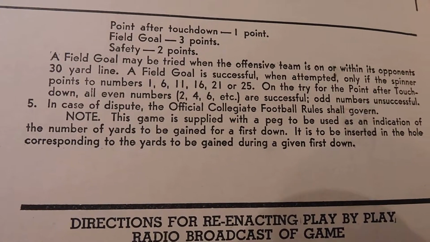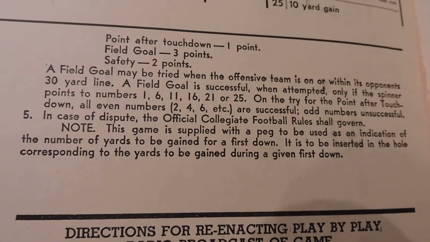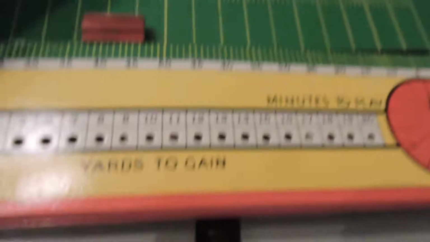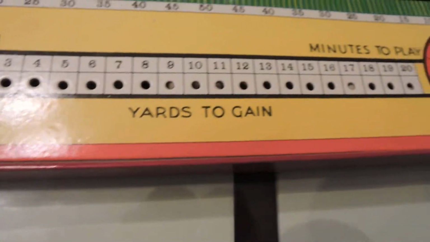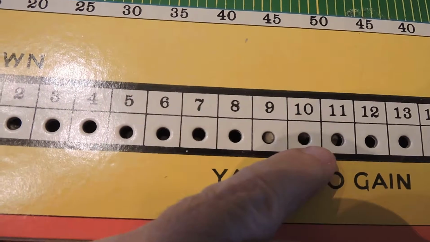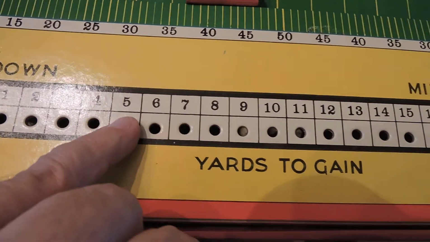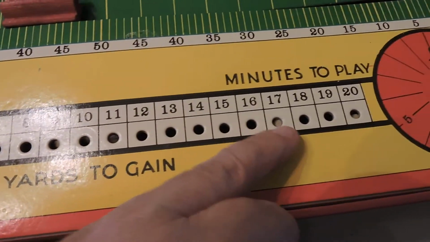There's a peg to be used as an indication of the number of yards to be gained for a first down. It's inserted in the hole. Right here, I do not have that said peg. But if you need 10 yards, you stick it there. And if you get 5, then it'll go here. Get a penalty, you go back.